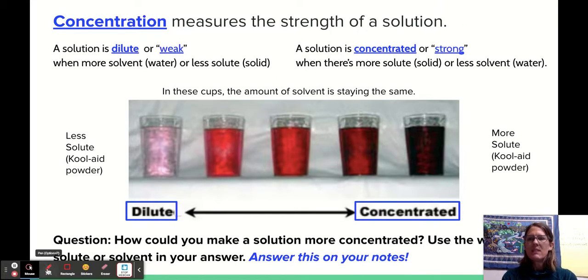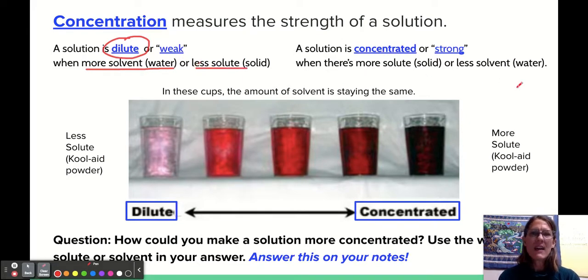A solution that is not very strong in solute is called dilute or weak. And that is when there's either more solvent or less solute. Either way can make the solution dilute. When my kids were little and if we made Kool-Aid, I usually added extra water, and that way it was more dilute and less sugary for them. And they didn't know the difference because they hadn't had it the other way.